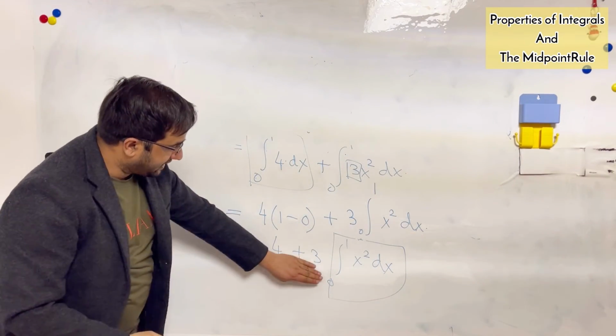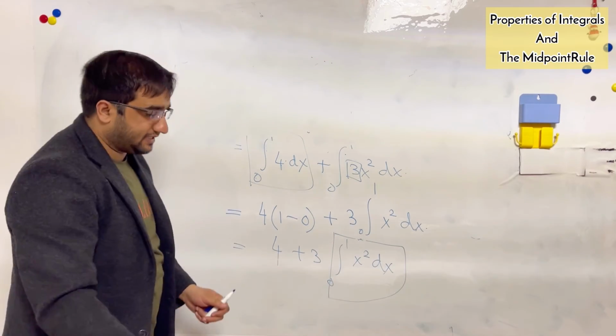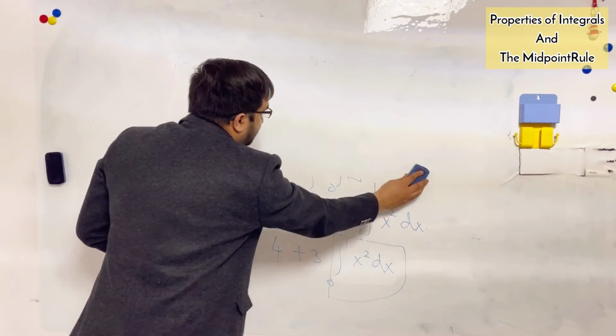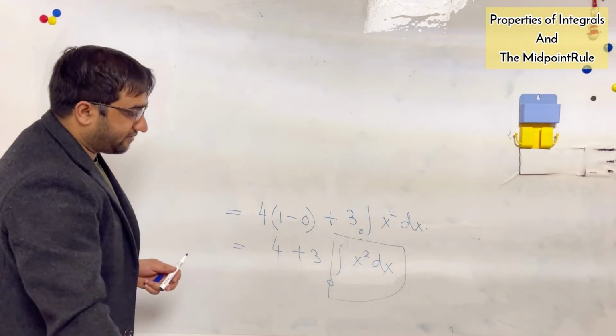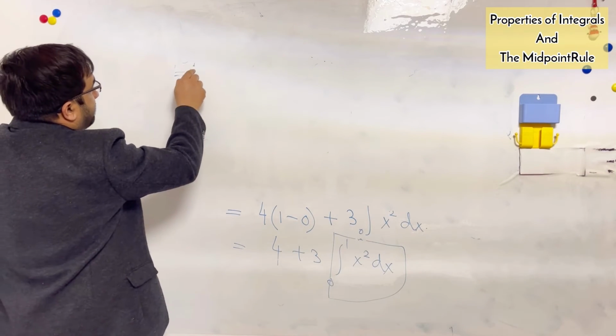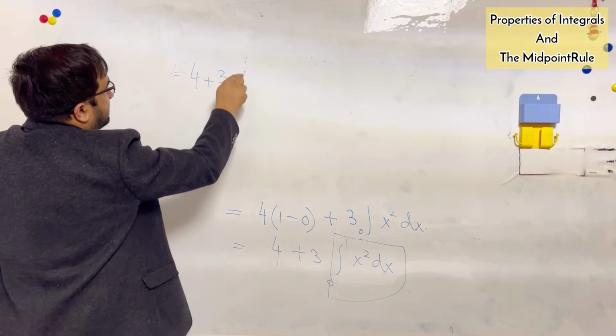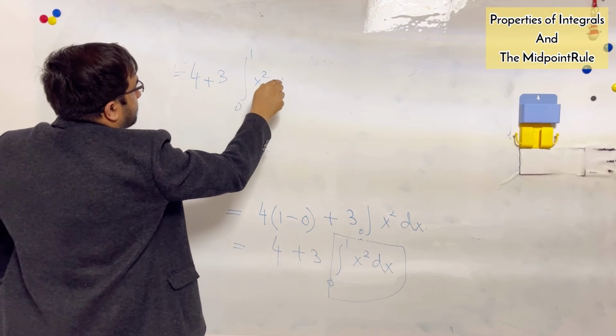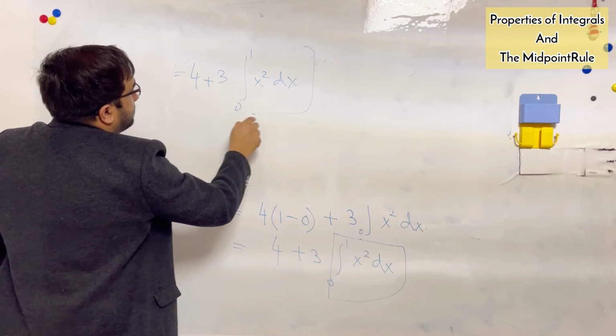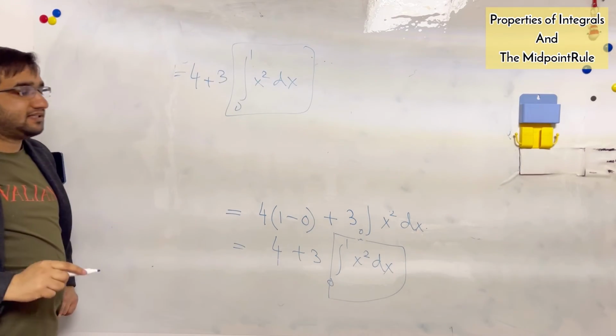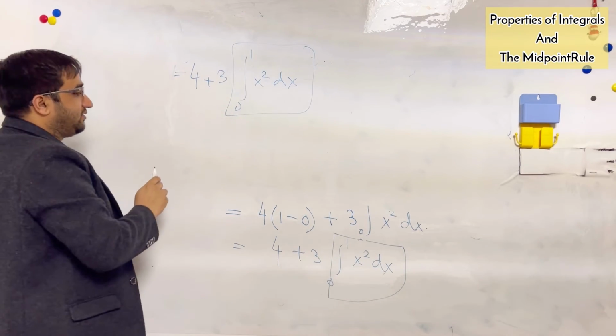This is okay, but we need to solve this integral. And you guys already have done this for me. This is equal to 4 plus 3 times the integral from 0 to 1 of x square dx. I think you have solved it for me. Do you remember?